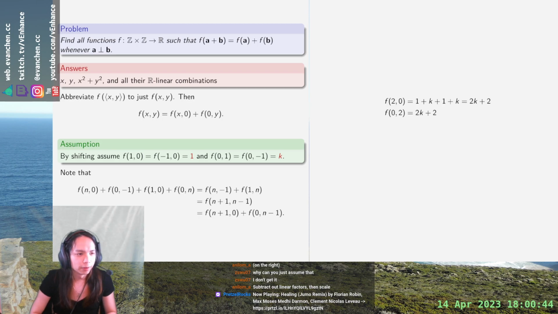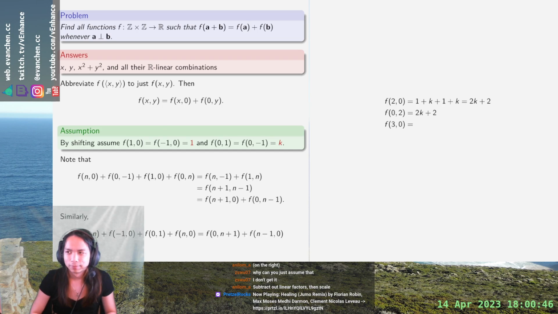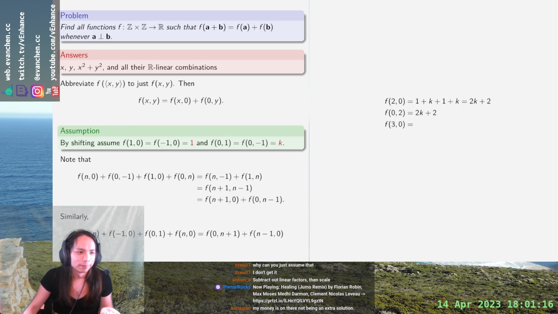Why can't you just assume that? You shift f by a suitable linear combination of x, y, and x squared plus y squared, which I haven't worked out yet because I think there's a good chance that there will actually be a fourth family, like a fourth linearly independent solution, in which case I'll end up having to redo this k equals 1 anyways. I haven't worked out what the transformation is yet, although they're linearly independent, so it's got to exist. You don't think there's an extra? Okay, all right, we'll find out soon.